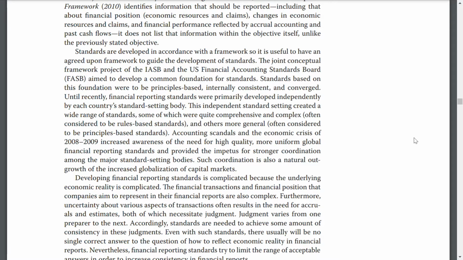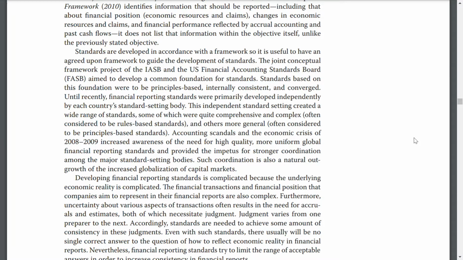The independent standard setting created a wide range of standards, some of which were quite comprehensive and complex, often considered to be rules-based standards, and others more general, often considered to be principle-based standards. Accounting standards and the economic crisis of 2008 to 2009 increased awareness of the need for high-quality, more uniform global financial reporting standards, and provided the impetus for stronger coordination among the major standard-setting bodies. It is also a natural outgrowth of the increased globalization of capital markets.